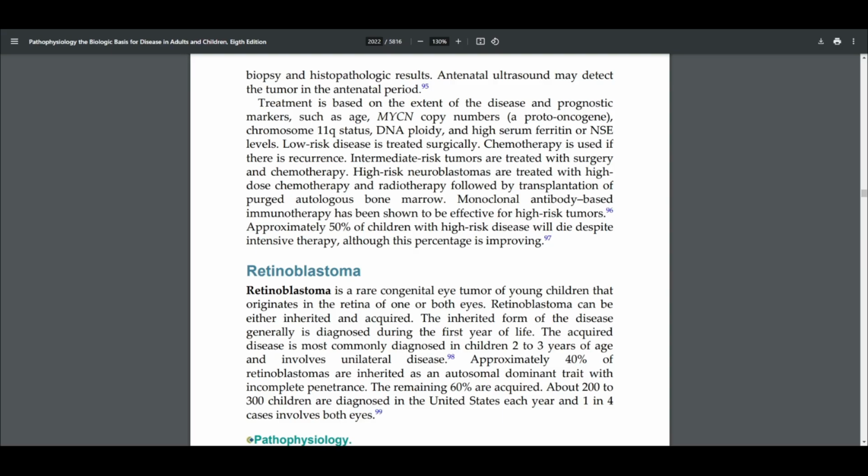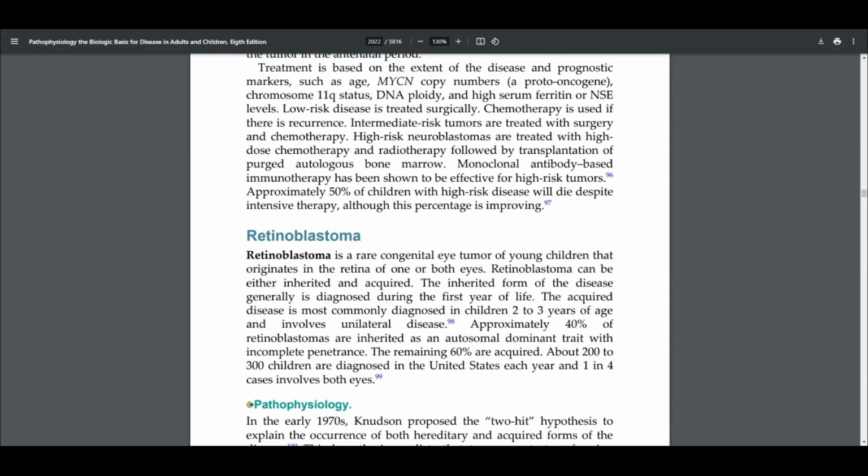High-risk neuroblastomas are treated with high-dose chemotherapy and radiotherapy, followed by transplantation of purged autologous bone marrow. Monoclonal antibody-based immunotherapy has been shown to be effective for high-risk tumors. Approximately 50% of children with high-risk disease will die despite intensive therapy, although this percentage is improving.